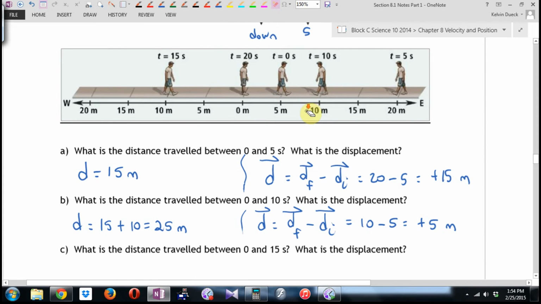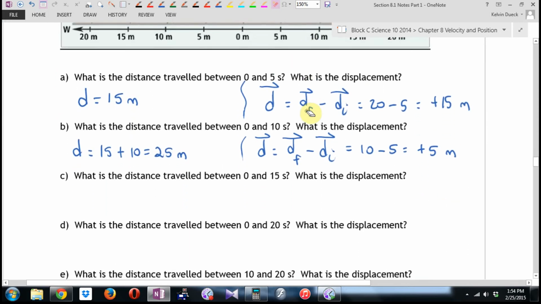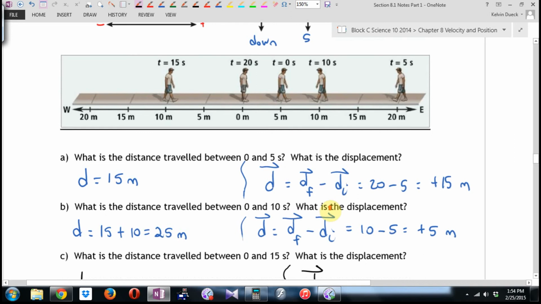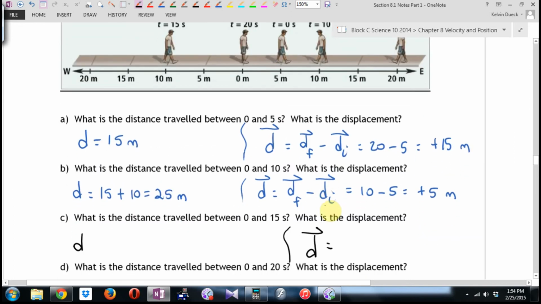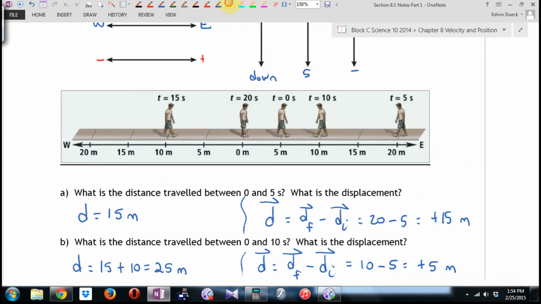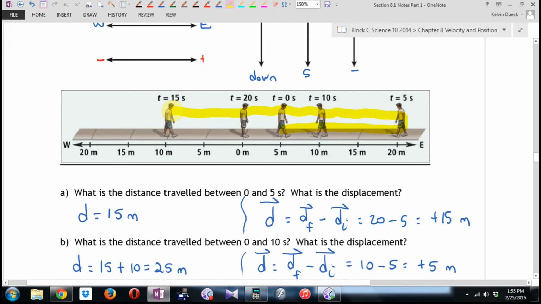Let's keep going. What's the distance traveled between 0 and 15 seconds? Okay, so D. Oh, no vector sign, Mr. Dueck. And then what's the displacement? All right. Between 0 and 15 seconds, my trip looks like this. Walk, walk, walk, walk, walk, turn around, walk, walk, walk. And don't be scared if you have a diagram, Allison, to muck it up with a little pencil, draw a little arrow loopy like I just did here.